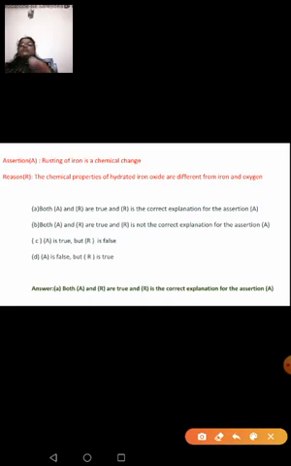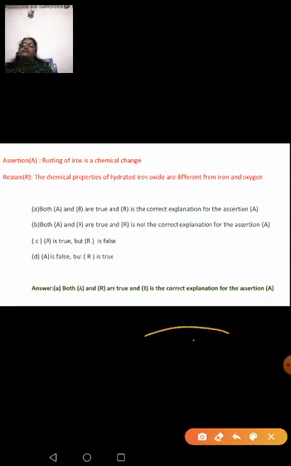Other options will not match here. See here, assertion is rusting of iron is a chemical change. Iron, when it is exposed to moisture, oxygen and all, gets corroded and forms iron oxide. We are seeing that, which is a new product. So the reason given is the chemical properties of hydrated iron oxide, that is your corroded iron, right? Rust is different from iron and oxygen. True. So both assertion and reason are true and R is the correct explanation for A. When you practice more such questions, you will get used to it. So the answer is both A and R are true and R is the correct explanation for assertion A.